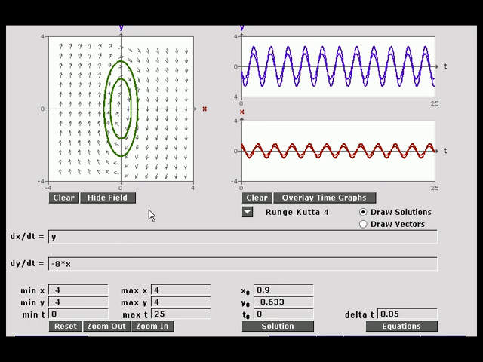We'll figure out how to predict this kind of behavior in the next section by looking at the eigenvalues again, which are going to be complex.